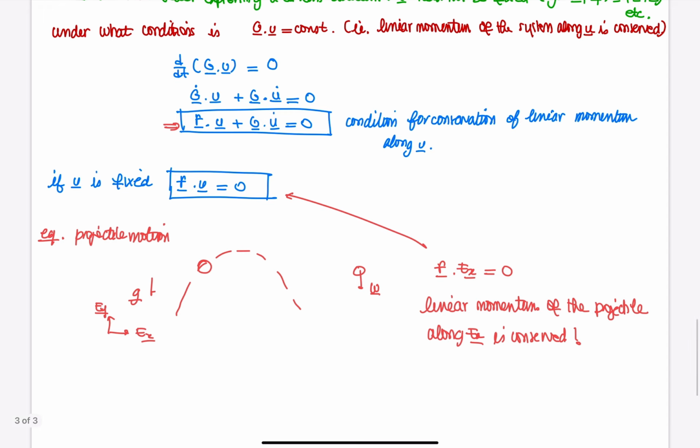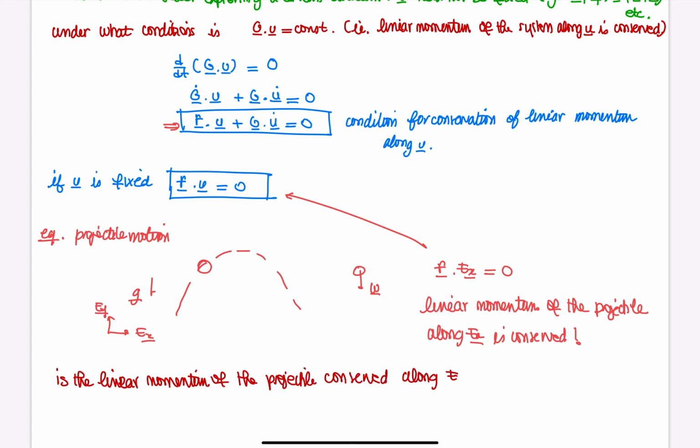Now, is the linear momentum of the projectile conserved along Ey? Think about it. The answer is no, because F dot Ey is not 0. That's the projection of the weight along Ey, which is non-zero.